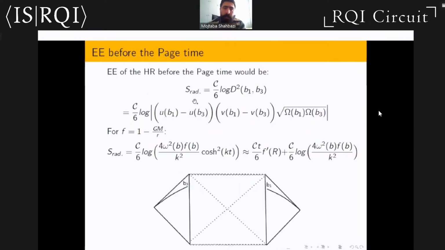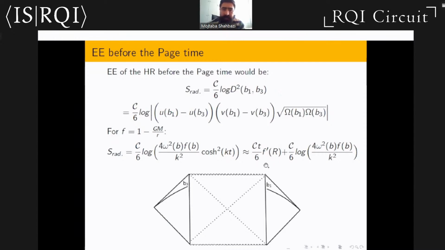If we compute the entanglement entropy of an evaporating black hole, this is the term we get before the Page time. This term is time dependent, and this is responsible for information loss, because after the Page time, this term blows up and then the entanglement entropy doesn't get back. So this term is responsible for the information paradox.